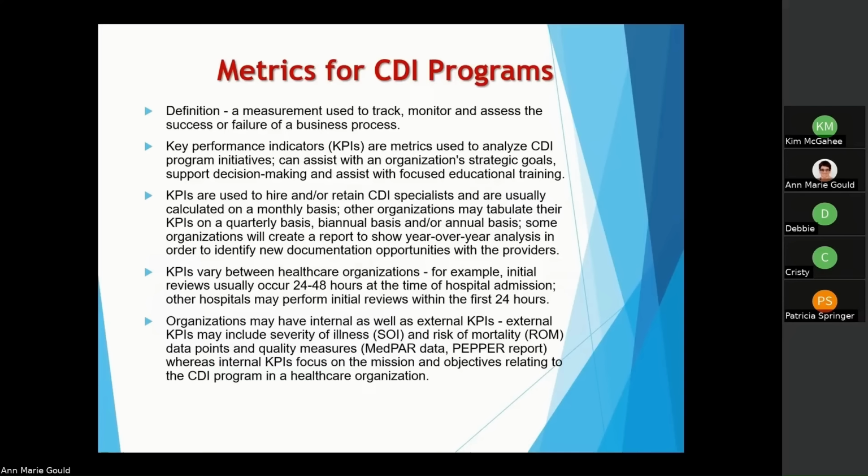Your KPIs are used to hire and/or retain CDI specialists too, right? And are usually calculated on a monthly basis. Other organizations may tabulate their KPIs on a quarterly basis, a biannual basis, or even an annual basis. Some organizations will create a report that shows a year-over-year analysis. So they compile it, it's a rolling report, and they give it to you every 6 months, twice a year, or annually.